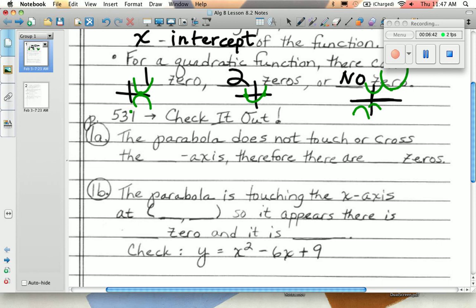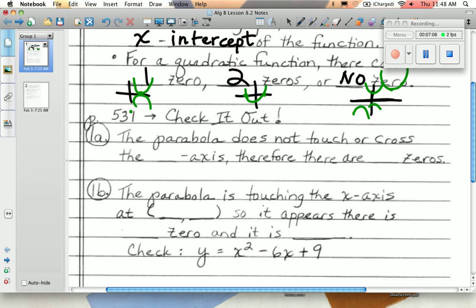We're looking at the example problem, not the check it out. Oh, okay. We're going to do the check it out because we're looking at example 1b. So the zero in 1b is what again? 1. What's the case in example 1c? None. There are no zeros, are there? It is not crossing the x-axis, so we would say there are no zeros.